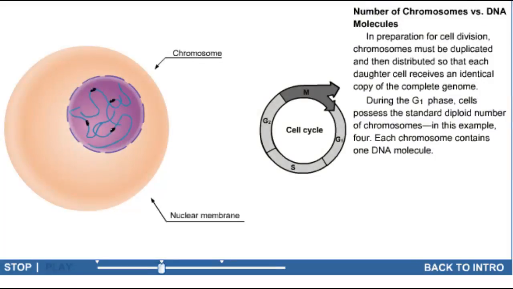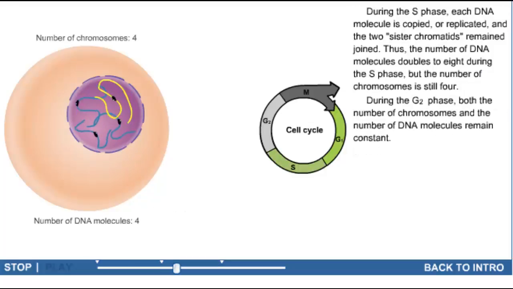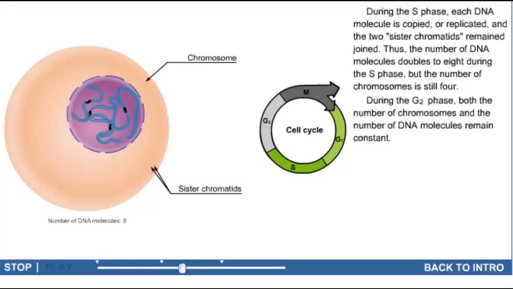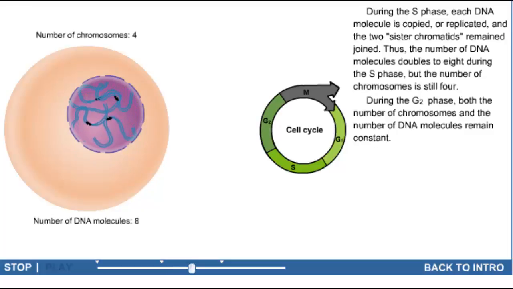In preparation for cell division, chromosomes must be duplicated and then distributed so that each daughter cell receives an identical copy of the complete genome. During the G1 phase, cells possess the standard diploid number of chromosomes, in this example, 4. Each chromosome contains one DNA molecule. During the S phase, each DNA molecule is copied or replicated, and the two sister chromatids remain joined. Thus, the number of DNA molecules doubles to 8 during the S phase, but the number of chromosomes is still 4. During the G2 phase, both the number of chromosomes and the number of DNA molecules remain constant.